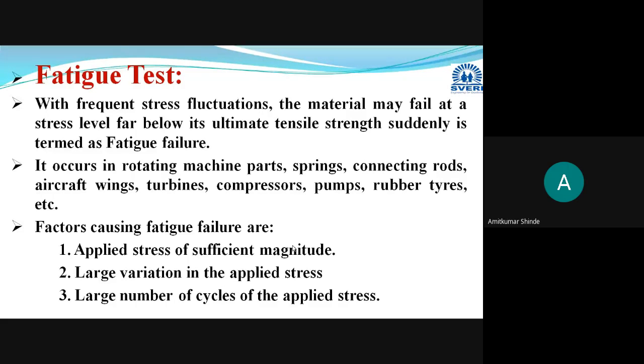From the last few lectures, we are discussing the destructive testing methods and non-destructive testing methods. And from those destructive testing methods, in today's session, we are going to discuss the fatigue test. In this, we will try to understand how the fatigue failure of a component occurs, or why the fatigue failure of a component will occur.